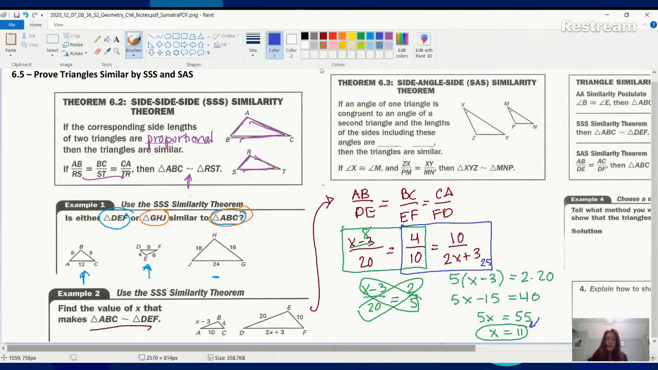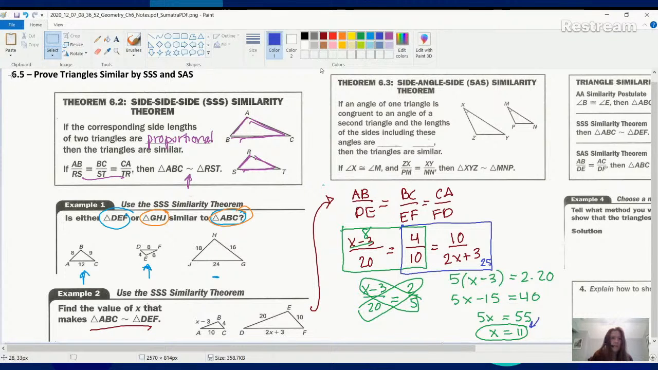All right, so nothing too hard, more just algebra application, just to make sure that the triangles are proportional to each other. Okay, so that is the first theorem. The second theorem that we're going to talk about is, dun, dun, dun, dun.